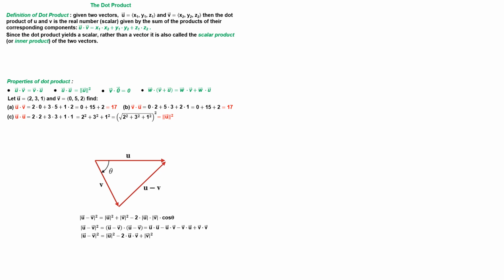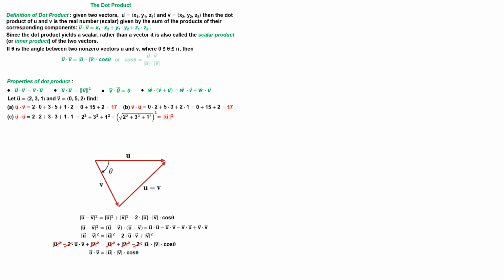Substituting this back into the law of cosines yields another formula. Physicists use this formula as the definition of the dot product, known as the geometric interpretation. If theta represents the angle between two non-zero vectors u and v, where theta is between 0 and pi, we obtain this formula. We can solve the equation for the cosine of the angle.